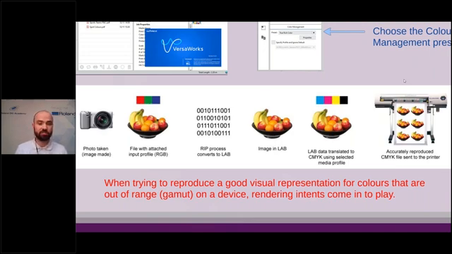So when we're trying to reproduce a good visual representation for colors that are out of range, gamut being the amount of colors that a device can reproduce, rendering intents come into play. So as we mentioned, rendering intents or matching methods, these are the rules that they use for translating data from one format into another format.